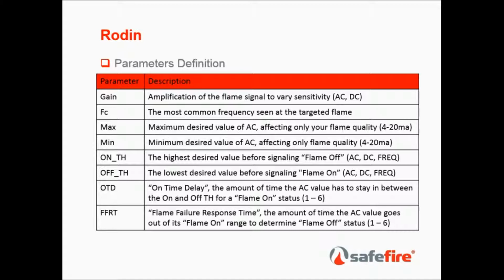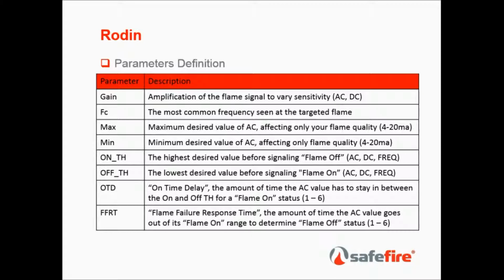On_TH, also known as your on threshold, is the highest desired value before signaling flame off, which applies to your 3 detection principles. Off_TH, also known as off threshold, is the lowest desired value before signaling flame on, and applies to your 3 detection principles.